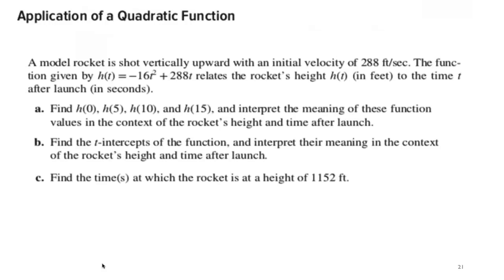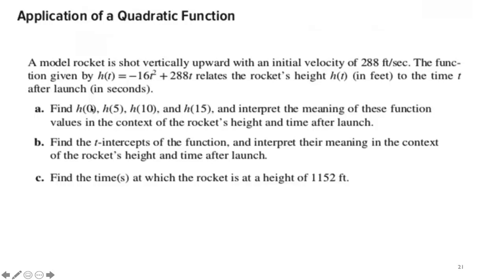Here's an application of a quadratic function problem. Suppose you have a rocket that is shot vertically upward with an initial velocity of 288 feet per second. When you shoot something straight up and that object is subjected to gravity, the function that models its height, or its distance from the ground, is quadratic. There's a physics way to justify that, but we won't go into the detail. Here's the height function of this rocket, where height is measured in feet and time is measured in seconds. So let's look at this problem.